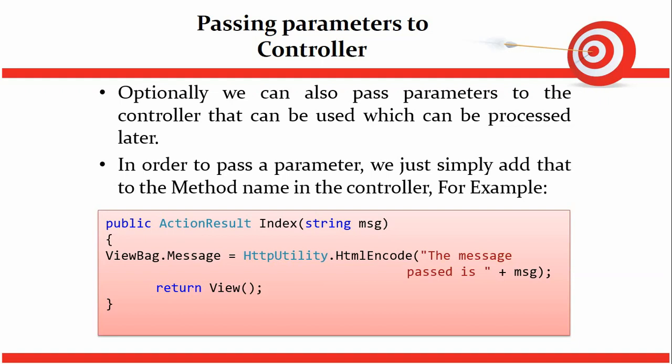Okay, and here I'm saying encode that message and then display it. So return the view by putting this message passed, whatever you have typed, convert that into proper HTML code and then send it to the user. That we display to the user.